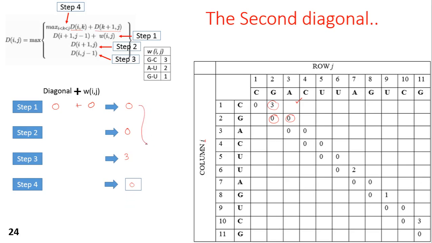So next thing that we need to find out is what is the maximum out of step 1, step 2, step 3 and step 4. What is it? 3. We would put 3 over here, and in this way we have populated our second diagonal's first position. Okay, so next what we need to do, we need to move diagonally down, right?